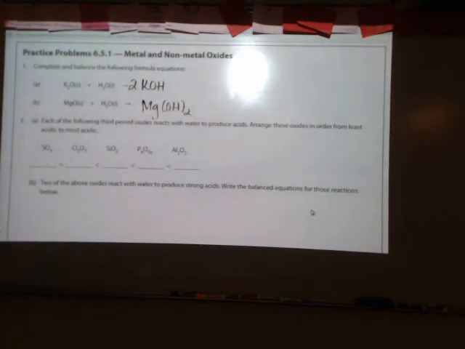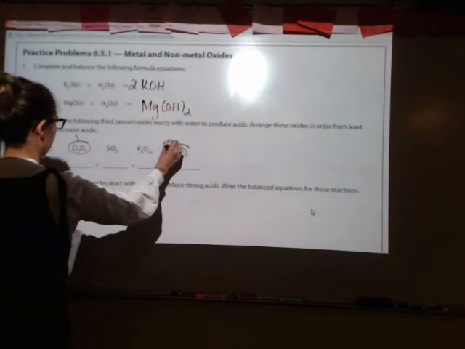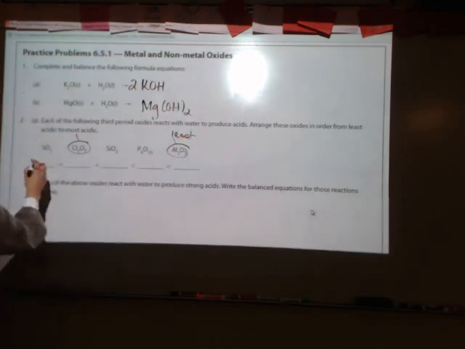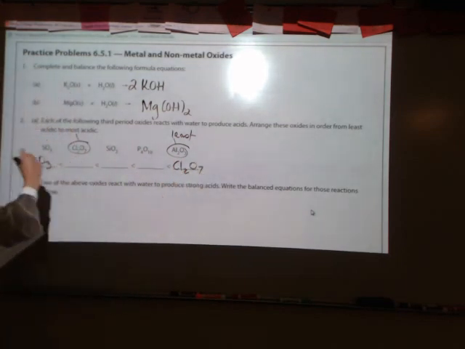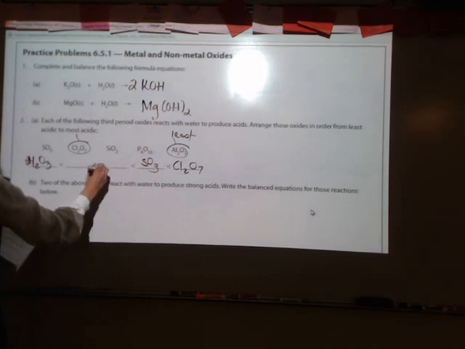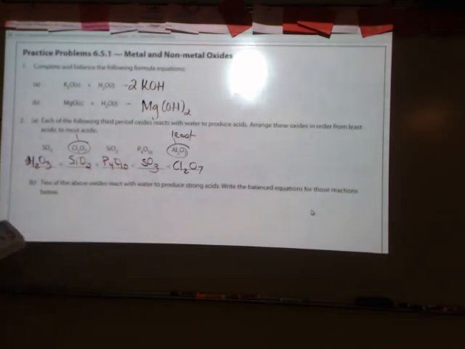Number 2, each of the following third period oxides reacts with water to produce acids. Arrange these oxides in order from least acidic to most acidic. Okay, well, we would probably have this being the most and this being the least. So we can automatically put Al2O3 first, Cl2O7 last, and then within there we're going to have SO3 here, P4O10 here, and SiO2 here.